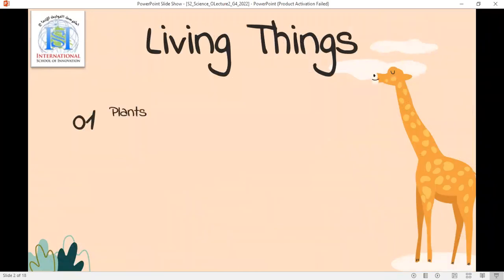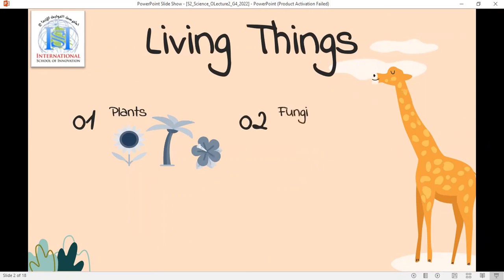We already talked about different groups of plants, such as flowering plants that reproduce by seeds, conifers that reproduce by seeds, mosses and ferns, which are green plants that reproduce by making spores. We also talked about fungi, which are the mushrooms. Mushrooms are living organisms. They are not animals, they are not plants, and they reproduce by making spores.